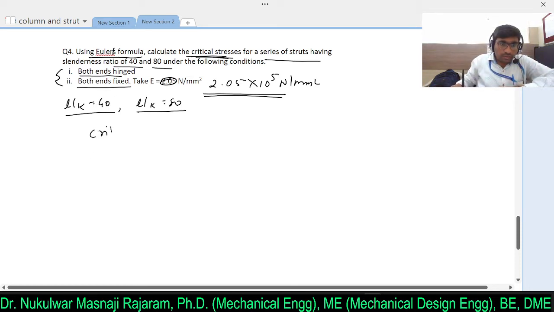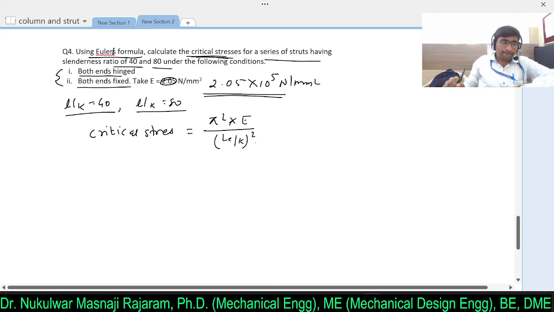Now we will recall the critical stress formula, that is pi square E divided by LE by K square. Clear? So this was the formula which we evaluated for the critical stress. Simple. Now when both ends are hinged, then LE will be equal to L. So I will consider L by K equal to 40. Then I will evaluate the critical stress.